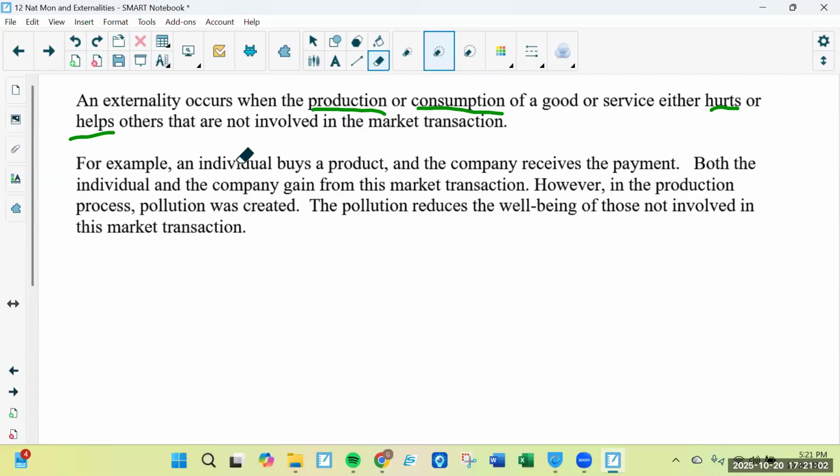Okay. So for example, let's say an individual buys some sort of product. The company receives the payment, and both the individual and the company gain from the market transaction. Otherwise, they wouldn't have done it. So privately, the individual's happy because they got whatever product it is. The company gains the profits, so they're happy, right? However, let's assume that in the production process, pollution was created, and pollution is bad. So the pollution then reduces the well-being of those not involved in the transaction.